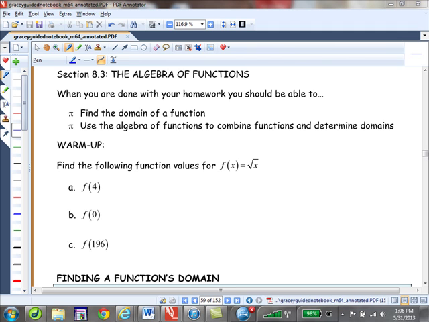Why don't you go ahead and do A, B, and C, and we'll be evaluating each of these functions at the given input values. So pause the movie and then check your work when you're done. Good luck.